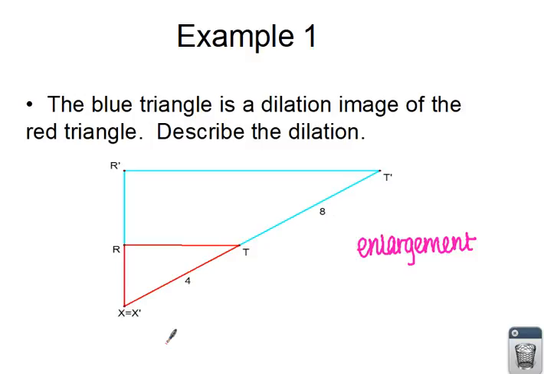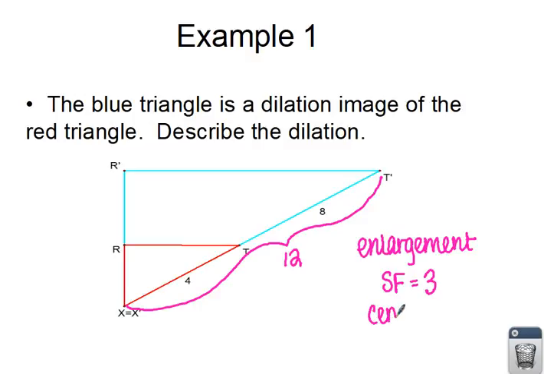We have to figure out how much bigger. Okay? The only side we have to compare is the longest side. So it starts out as 4, but then it goes to this entire side, which is 12. That's 3 times bigger. So the scale factor is 3 because it gets 3 times bigger. And then we need a center of dilation. A good clue is a point that doesn't change. And so the point that doesn't change is this x down here. So your center is at x because everything gets bigger away from the x.